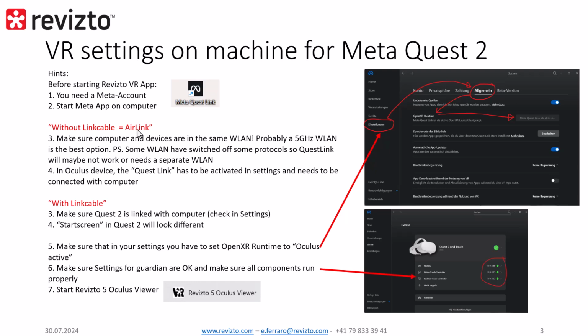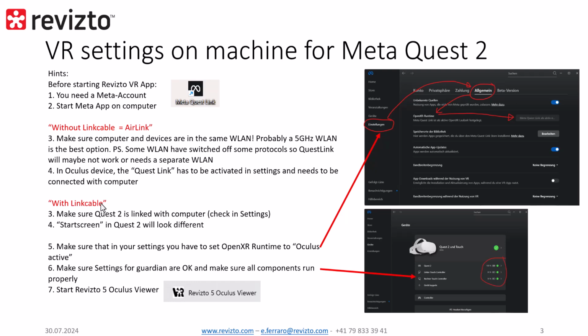And if you have the Air Link, you have the possibility to connect without a cable. But then your goggles and your computer have to be in the same network. Typically, a 5 gigahertz VLAN will be the best option. And you have to connect then within the Oculus device to be connected with a Quest Link. I will show you all that with the link cable.